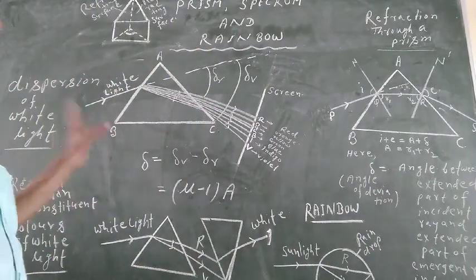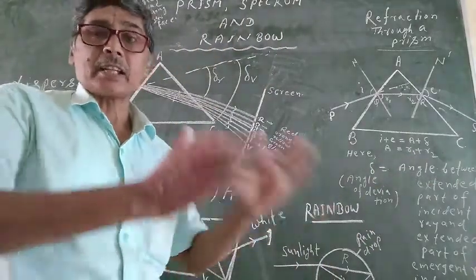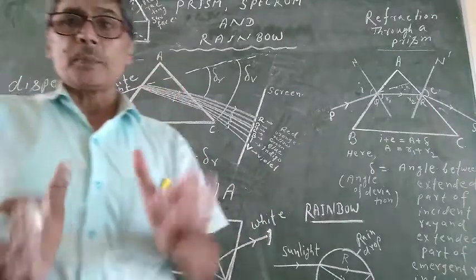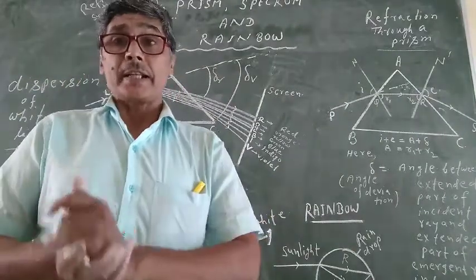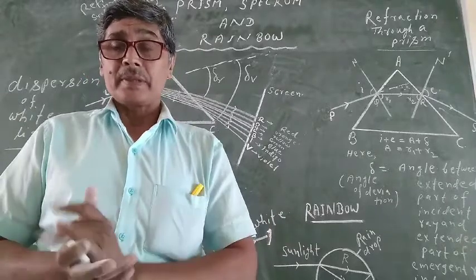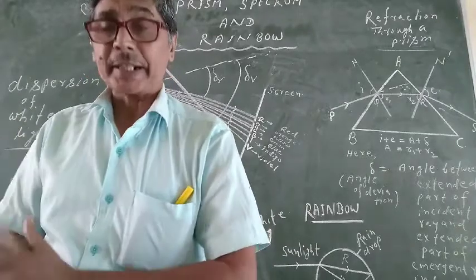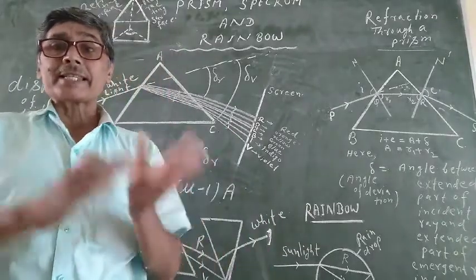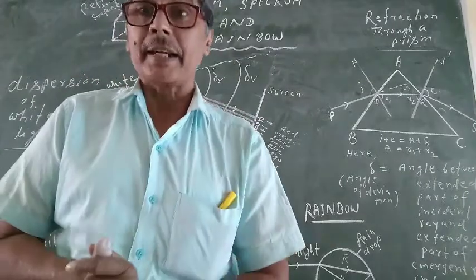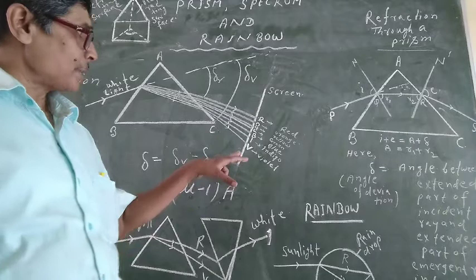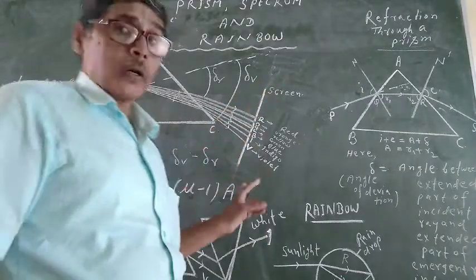Now I am going to discuss the dispersion of light. It is the phenomenon of splitting of white light into its 7 constituent colors by a prism when it passes through it. So when white light passes through a prism, it splits up into the 7 constituent colors and we get a band of the 7 colors on the screen.